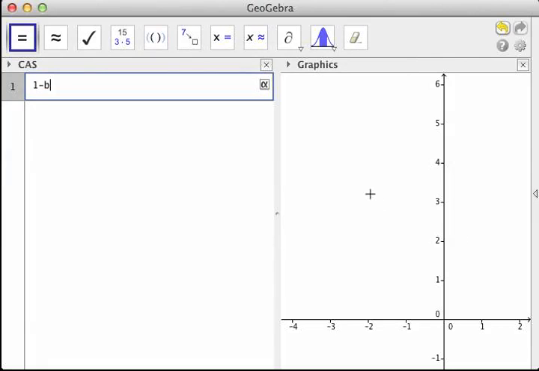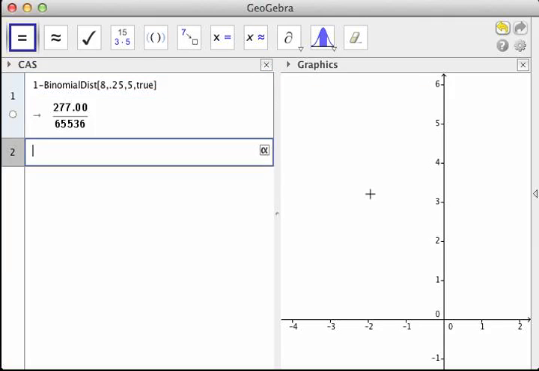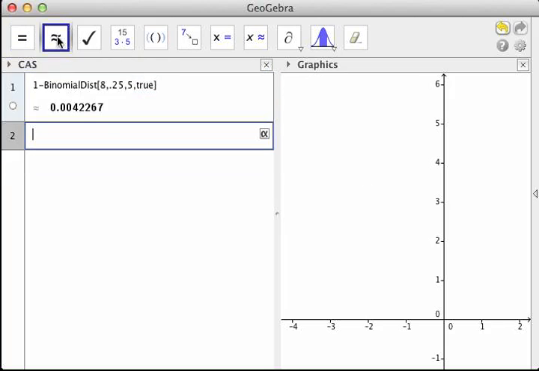1 minus binomial dist. 8 trials, 0.25 probability of success, variable value 5, and true. Oh, that's an exact answer. How about an approximate answer? There we go.